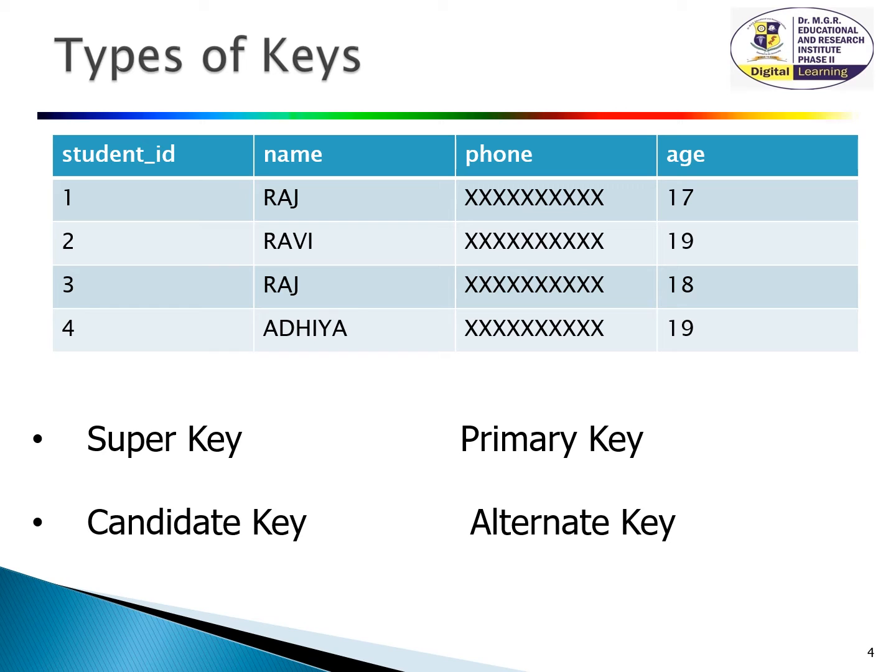Let us see the types of keys one by one. Let us see the super key first. A super key is defined as a set of attributes within a table that can uniquely identify each record within a table. The example table has four fields: student ID, name, phone and age. In this table, the super key would include student ID.